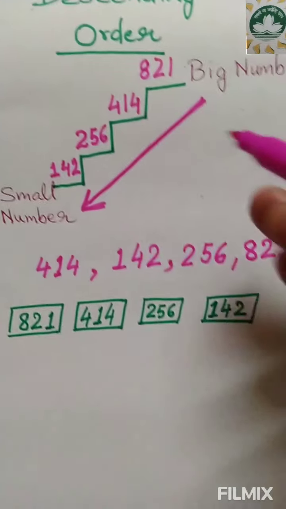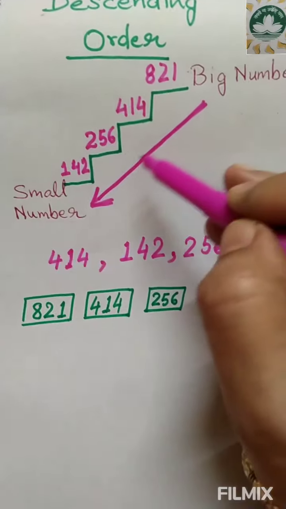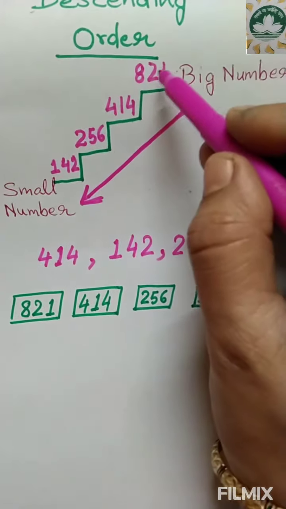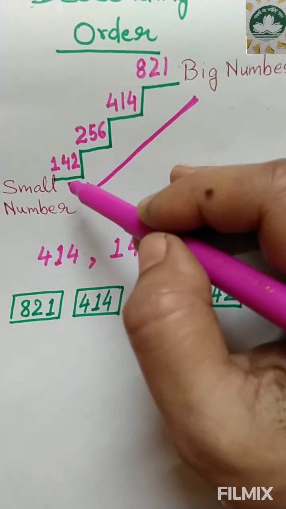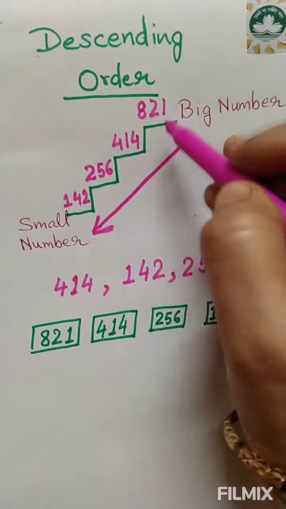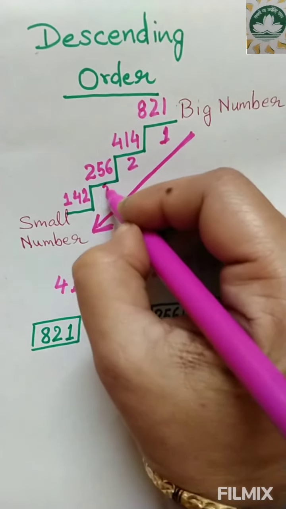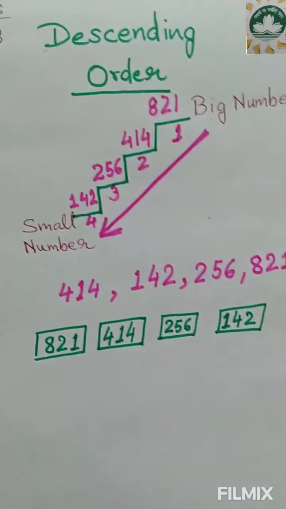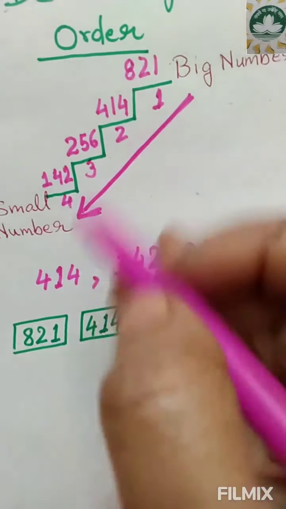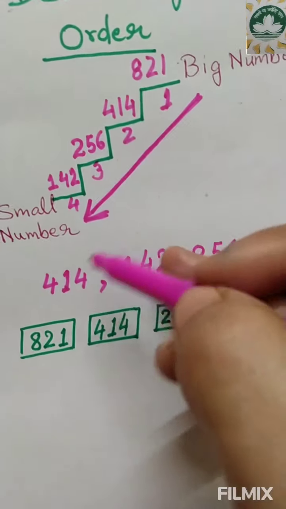Coming to the descending order. Descending order means from big to small. So your arrow is coming down. Now suppose you have gone up the stair. Now you are coming down. So you are coming from the bigger one to the smaller one. So the biggest number will be written in the first place. Then the second place number, then the third place number and the fourth place number. And when you arrange it, you will write the biggest number on the left hand side and the smallest on the right hand side. Okay.